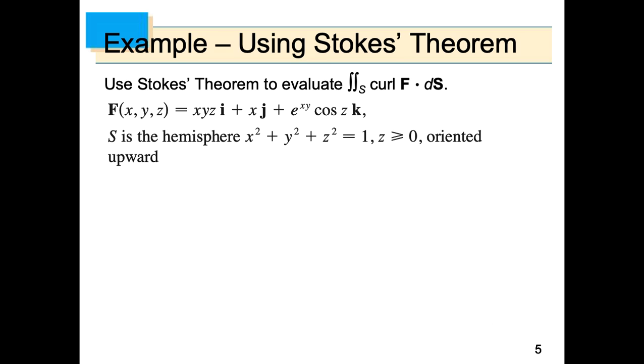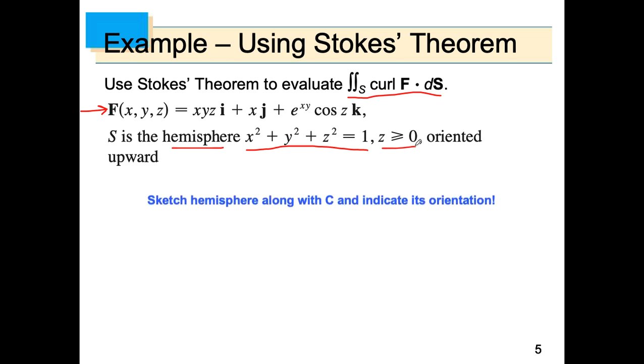Let's get into an example. Let's go and evaluate this surface integral using Stokes. Before I get into it, though, let's look at what we were given. Here's my vector field given to me. And our surface is the hemisphere, x squared plus y squared plus z squared equals 1, and z is greater than or equal to 0. That means it's simply the hemisphere that is above the xy plane.